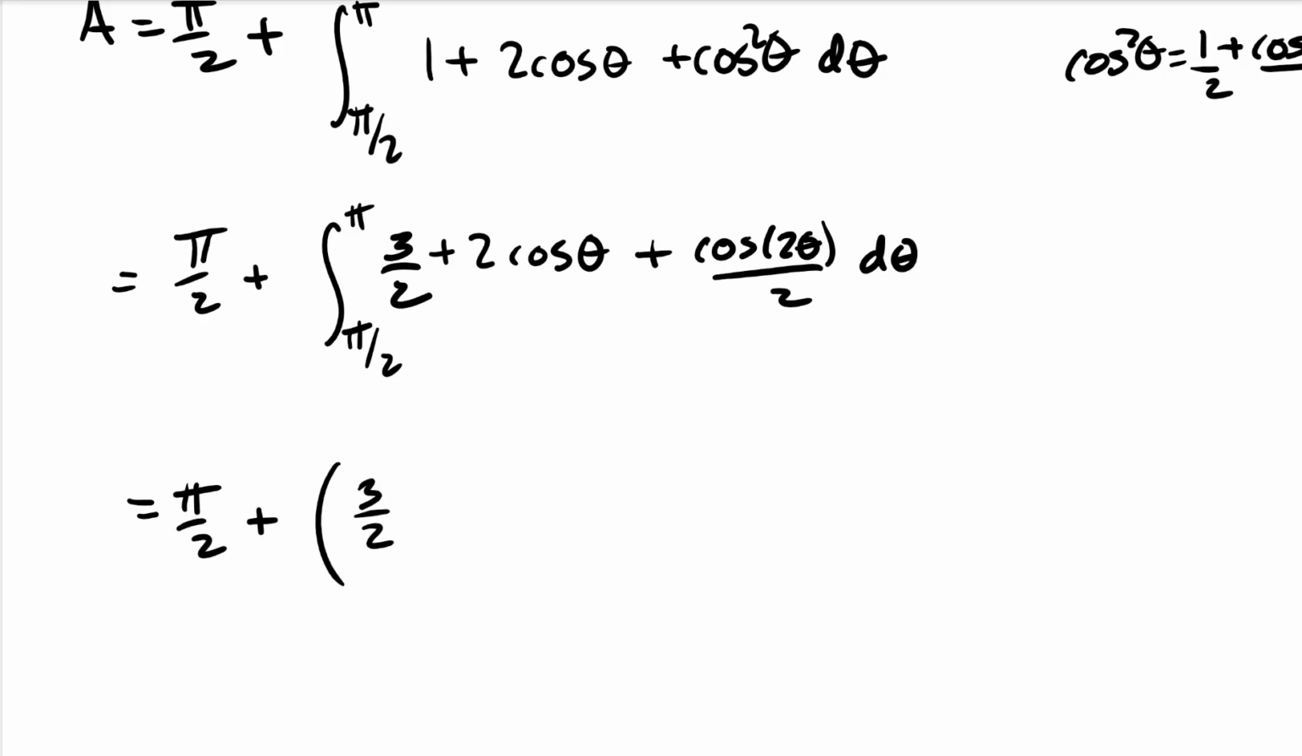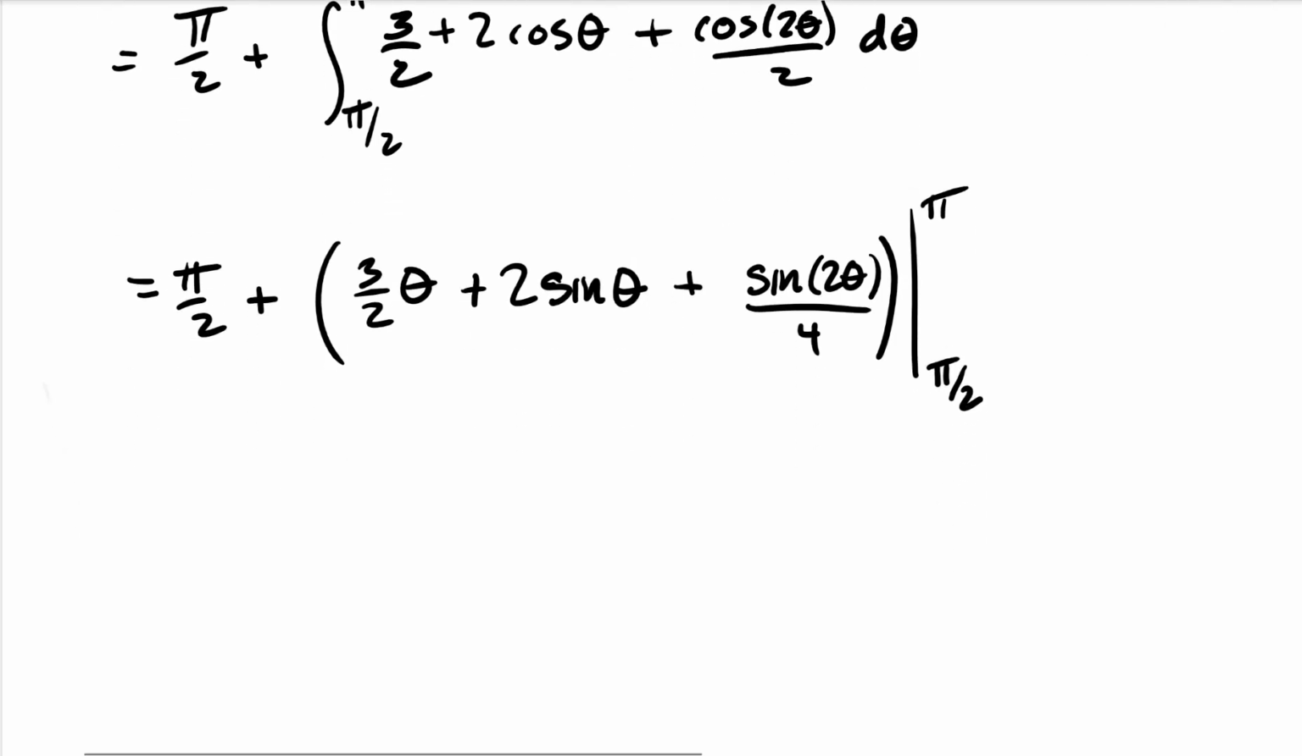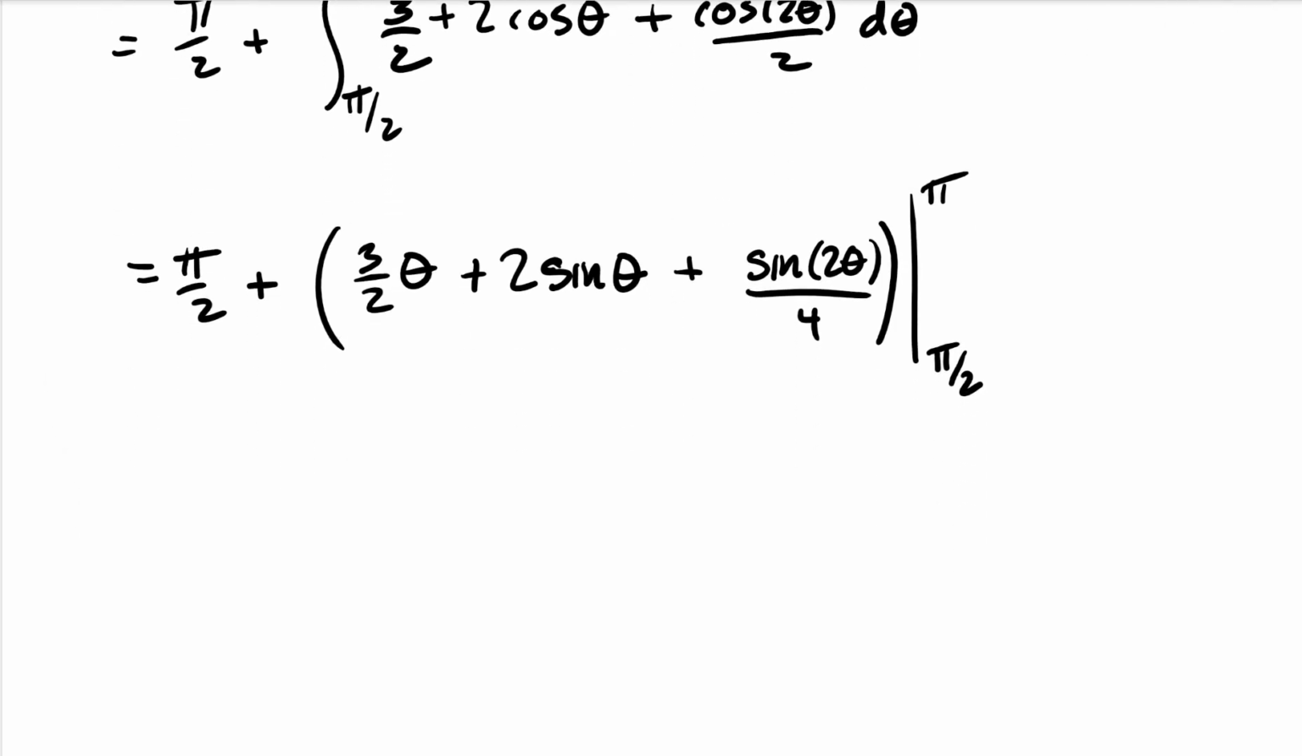So we've got 3/2 theta plus 2 sine of theta. And this is also going to be a plus. We've got a cosine, so we're going to have sine of 2 theta. And are we going to multiply or divide by 2? We're going to divide, so it's over 4. And we're going to evaluate this from pi over 2 to pi, which is pretty convenient because sine of pi is equal to 0, sine of 2 pi is equal to 0, so we have our pi over 2, which has nothing to do with any of this.